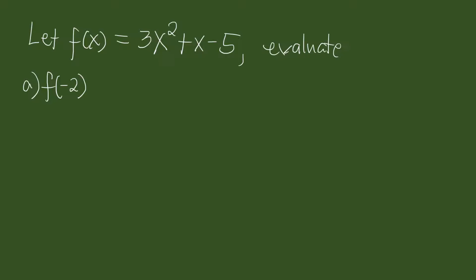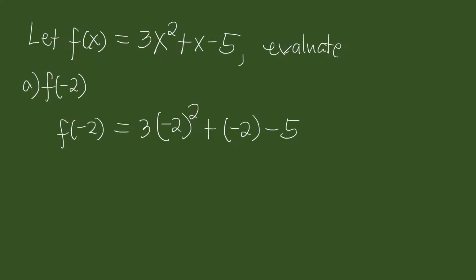So remember our function machine: you input, you process that using the formula, and you will have your output. So in this given, we can deduce that f of negative 2 is equal to 3 times, we replace your x, so our input here is negative 2, we square this, plus, of course, your negative 2 minus your 5.